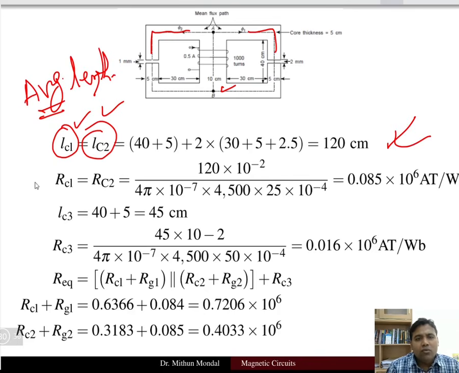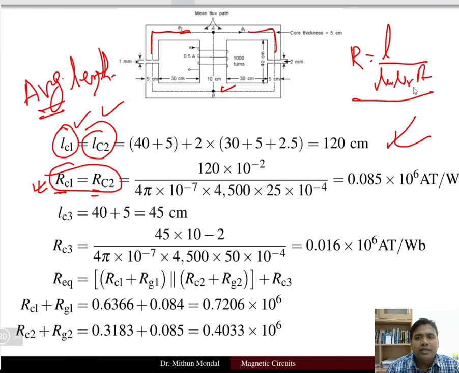You need to find it from the dimensions given to you. Then you find the reluctance of core 1 and core 2. Since it is symmetrical in nature, you may get the same reluctance. However, please use the dimensions that are given. So you find the reluctance of core 1 and core 2 using the formula R is equal to L by mu naught mu R into area. So you use that formula. Here mu R you have to substitute as 4500. In the previous case we had taken it as infinite.